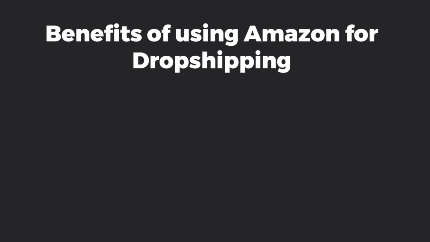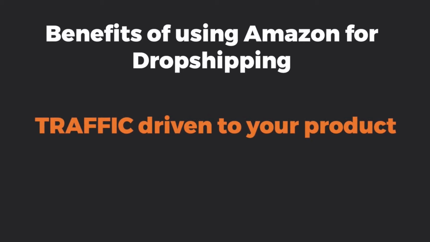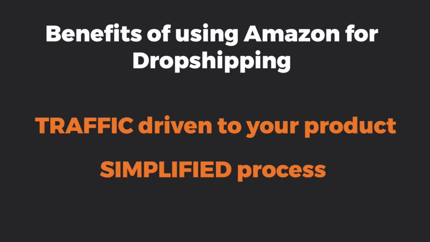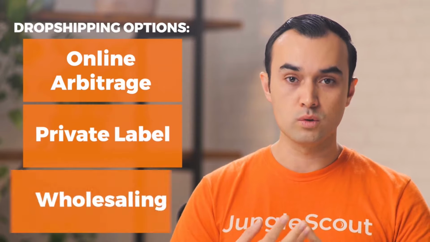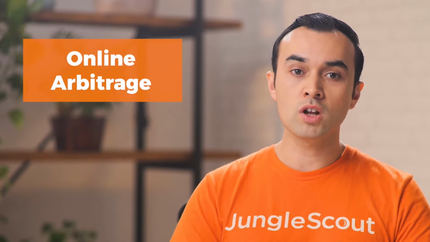This is why using Amazon is incredibly powerful. First, you've got all this incredible amount of traffic already there, and then the process is somewhat more simplified in comparison. So there are different ways to go about dropshipping on Amazon. You can do either online arbitrage, private label, or wholesale dropshipping. So first up, online arbitrage.